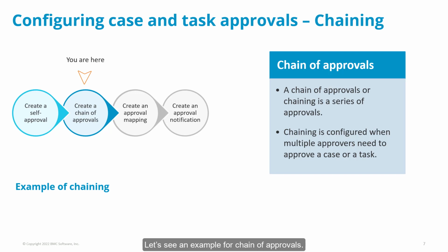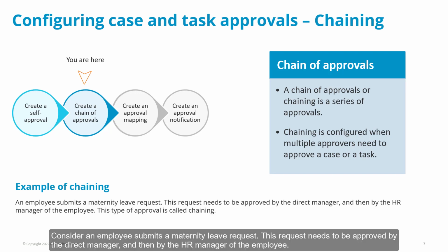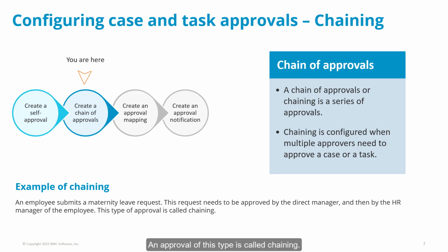Let's see an example for chain of approvals. Consider an employee submits a maternity leave request. This request needs to be approved by the direct manager, and then by the HR manager of the employee. An approval of this type is called chaining.